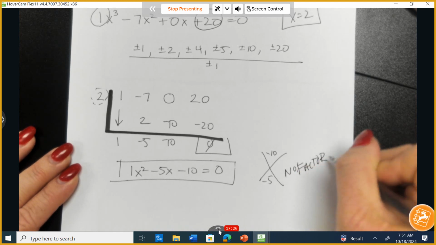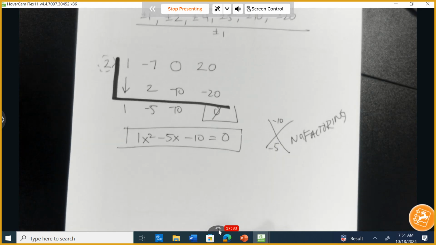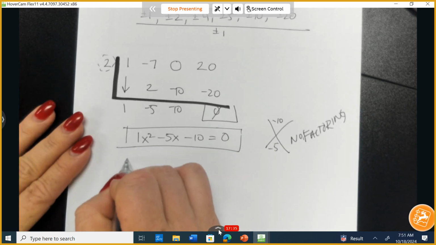We cannot factor. That doesn't mean we can't solve it. So what do you learn in 8th and 9th grade? How do you solve a quadratic equation? Anybody? Quadratic formula. Please write this down.